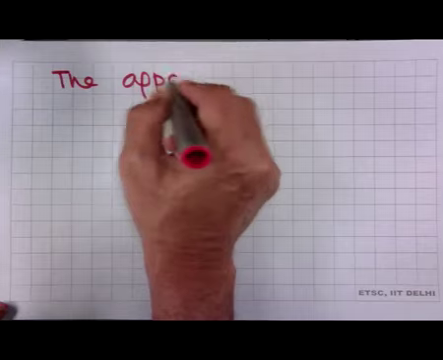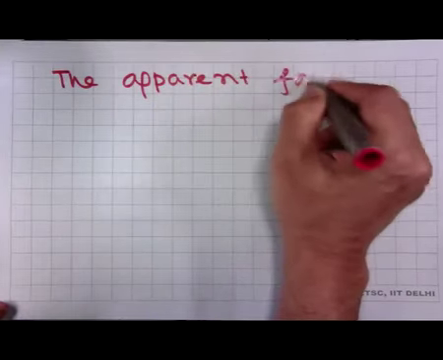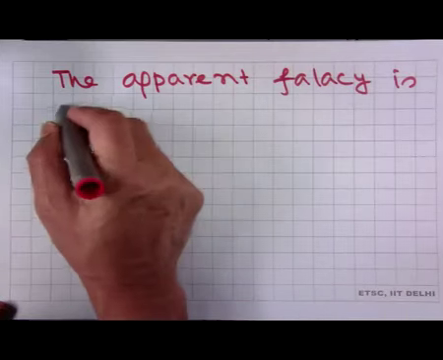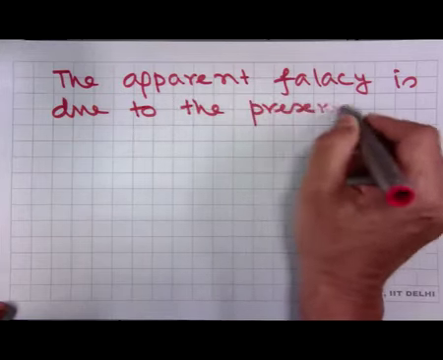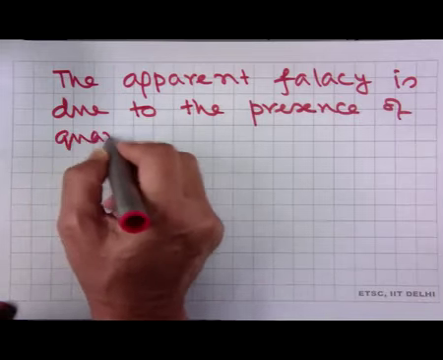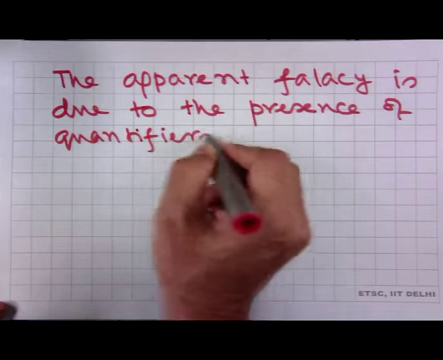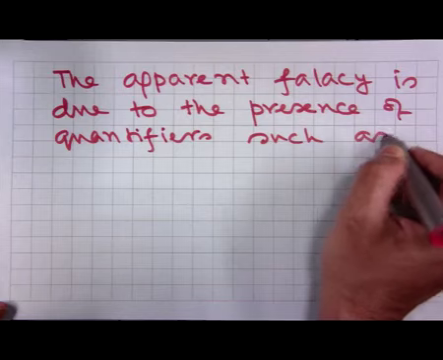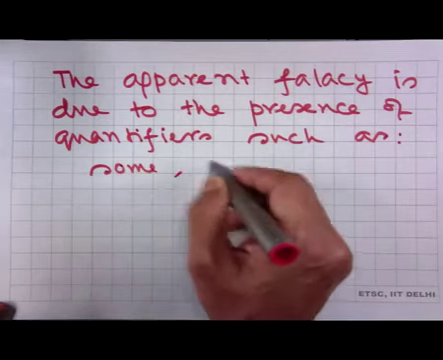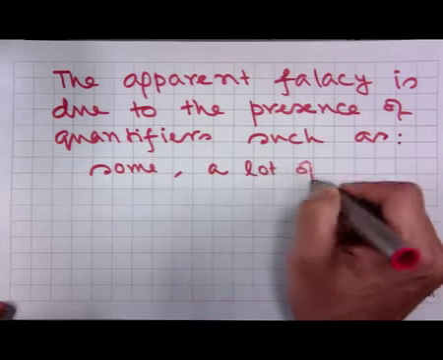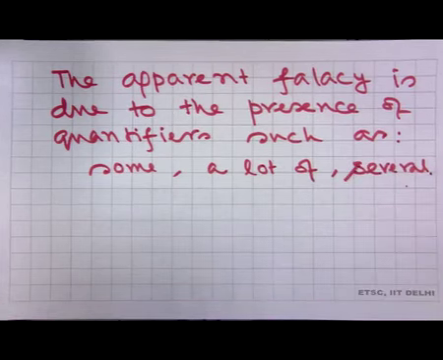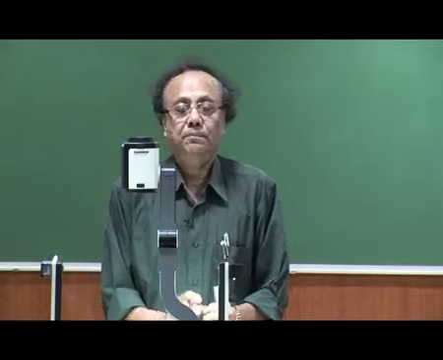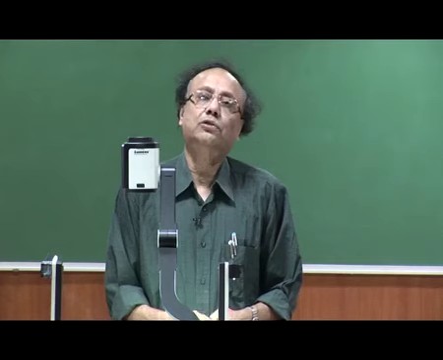The apparent fallacy is due to the presence of quantifiers such as some, a lot of, several, etc. Because if something is true for some objects, then it is not true for some other objects, right. So, the negation also turns out to be true.